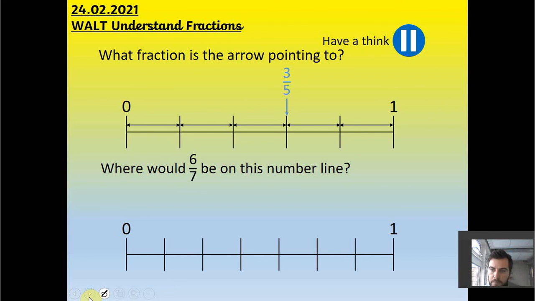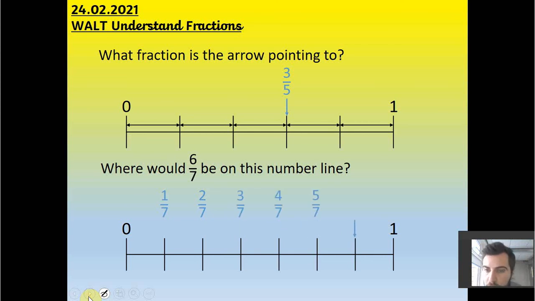And point to it. Let's see if you're right. So 1/7, 2/7, 3/7, 4/7, 5/7, and 6/7. So 6/7 will go here because it is the 6th. It's the 6th section across, or the 6th scale across.